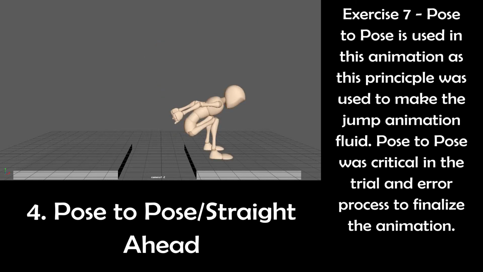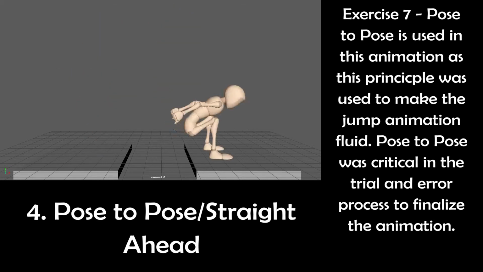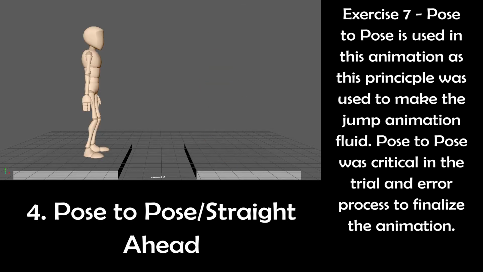Pose to pose can be used in something as simple as a bouncing ball animation, capturing the points of when the ball is reaching the pinnacle of its bounce before descending, and then immediately the point after bouncing and stretching. Straight ahead is essentially this process but going frame by frame.